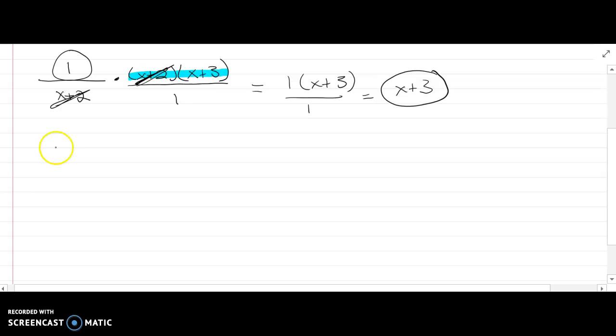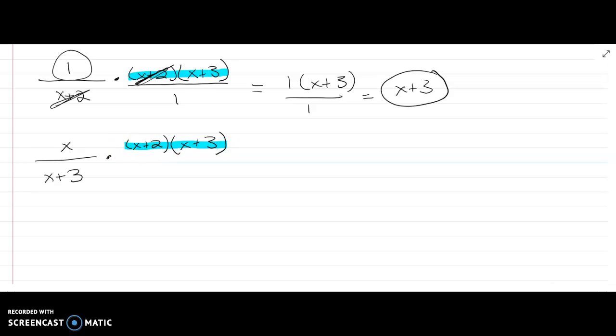Okay, so let's do one more. This one, let's say we had x over x plus 3 times, we'll keep the same LCD. Okay, so here's our LCD. When we're multiplying, remember this is just over 1. We can cancel when one's on the numerator, one's on the denominator, so that cancels. So I notice that I can cancel these x plus 3's here, like this.